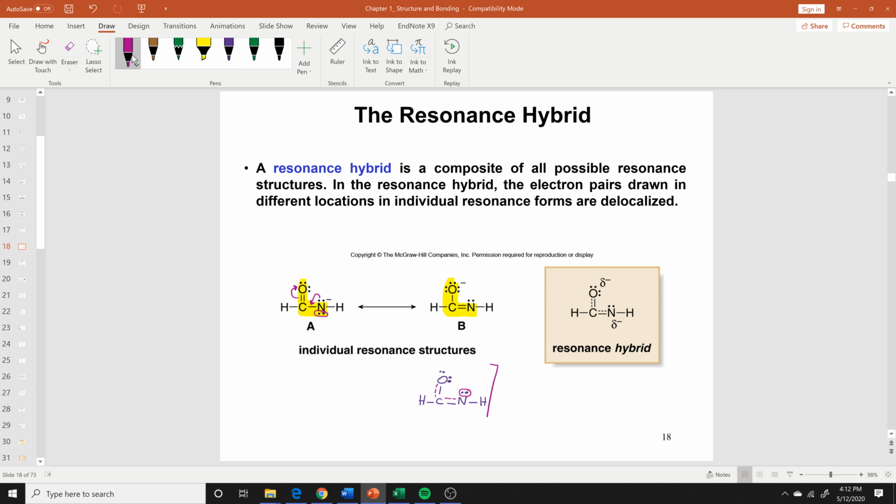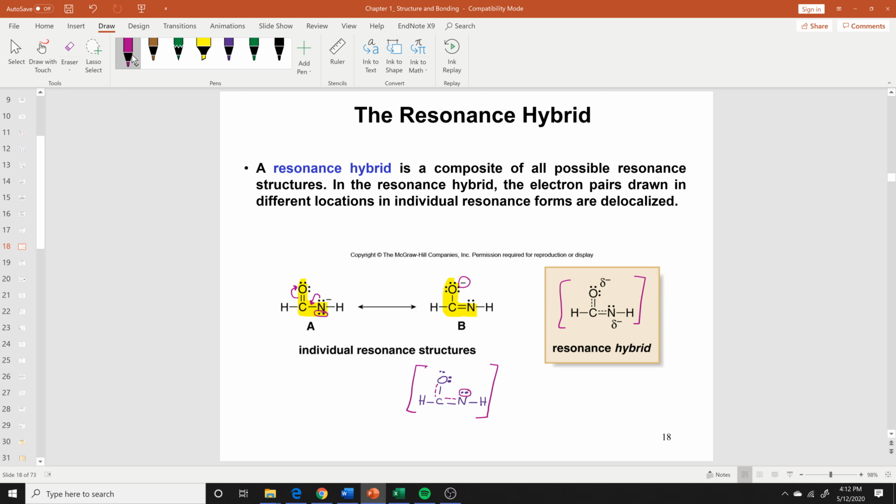All you need to do is draw it in brackets like this. So you have to put the brackets in here and in there. And then you're going to represent the total charge of your Lewis structure. The total charge is -1, right? In both, it's going to be -1.